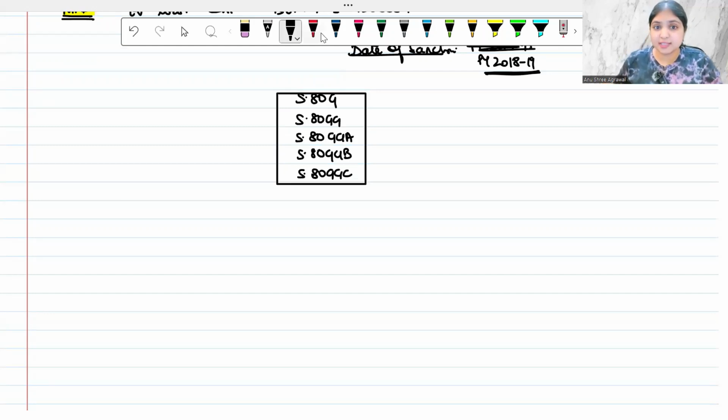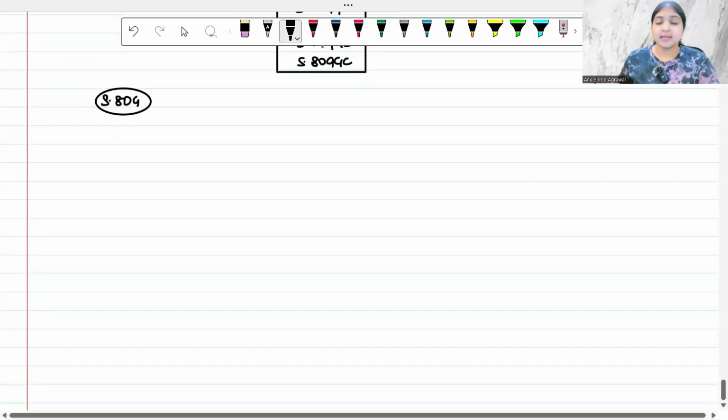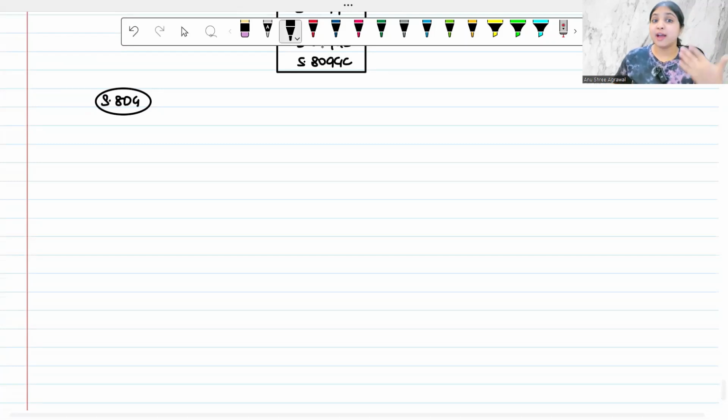Let's take up the sections. The first section we'll take up is section 80G. Now, 80G is with respect to donations. For example, if I'm going to make a donation to any charitable institution, I'll get a deduction under section 80G. Okay, now let us discuss this.